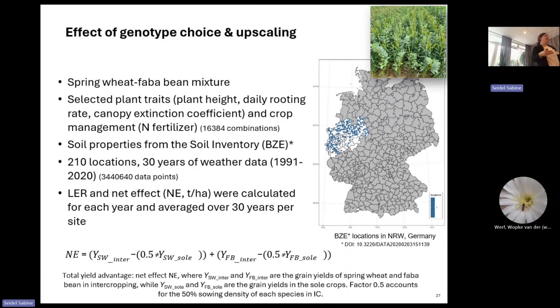If you look at grain yield, the unit of the net effect is also tons per hectare. This is the formula. The net effect for the yield is the yield of the spring wheat in intercropping minus 0.5 times the yield in sole cropping. Why the 0.5? Because we have to reduce the sowing density by 50% from sole to intercropping. This is the factor of the reduction of the plant number. Then the same plus the same for the fava bean. The result is then an increase of 0.5 tons per hectare, whatever the net effect.